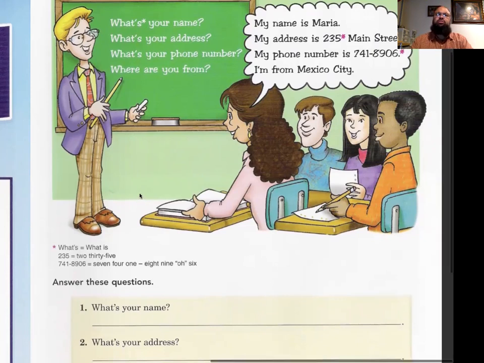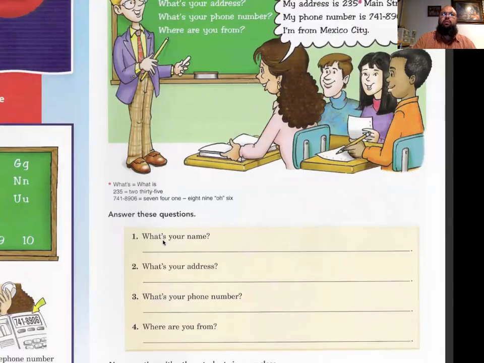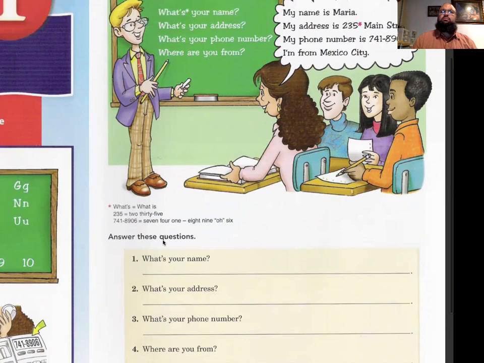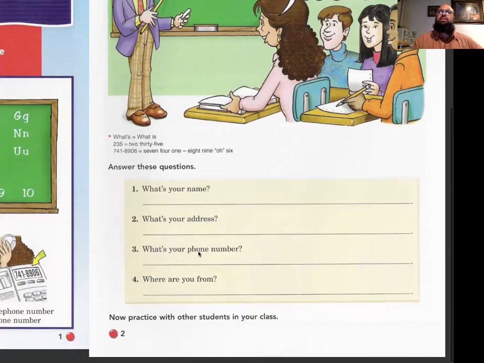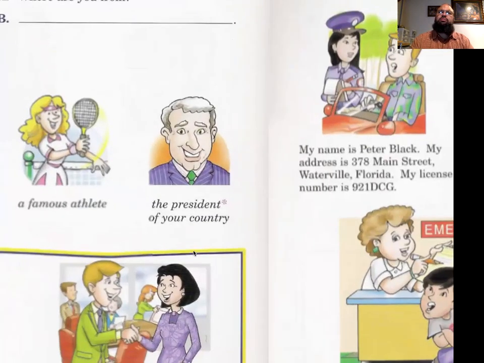Answer these questions. And I want you to answer them out loud, okay? Here we go. What's your name? What's your address? What's your phone number? Where are you from? Excellent job. Let's move on to the next portion.